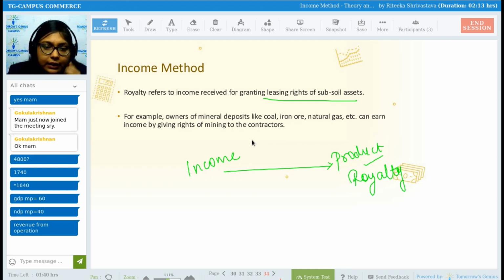That is nothing but royalty. For example, owners of mineral deposits like coal, iron, natural gas, etc. can earn income by giving rights of mining to the contractors.